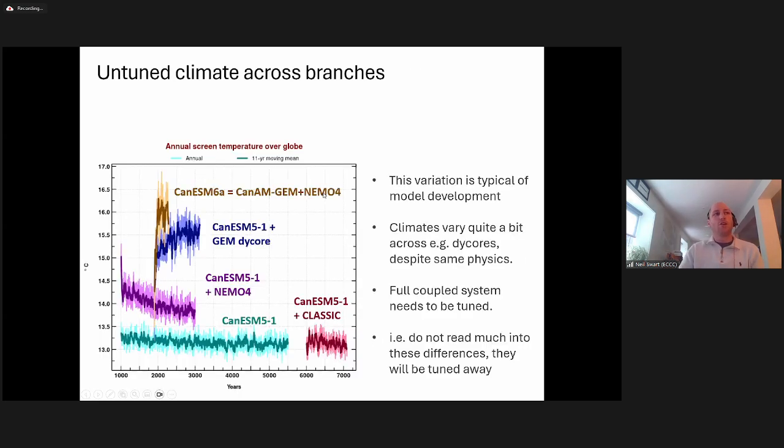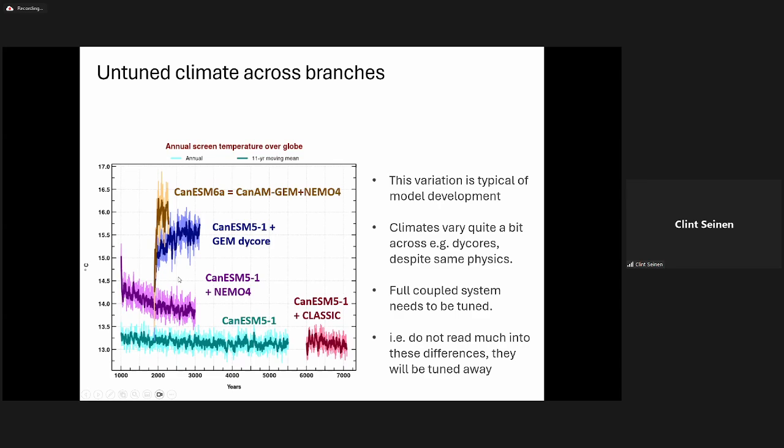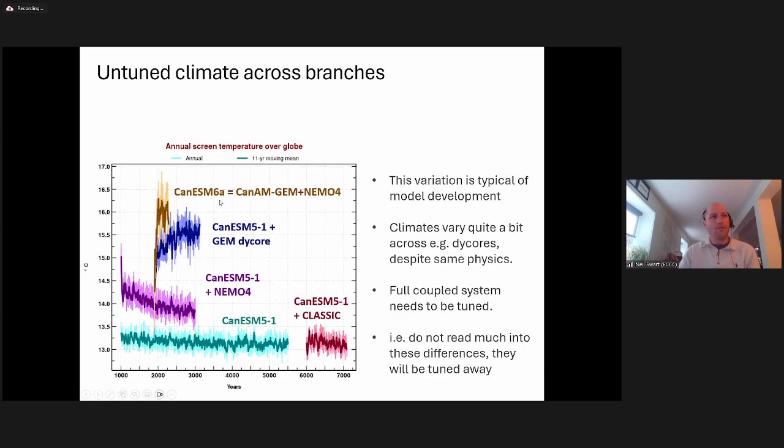So here's an example of PI control simulations using various different of these options. So you can see that Classic, in this case, doesn't change the climate much. NEMO 4 warms it up a bit. GEM warms it up quite a lot. And when you combine these things together, it's even warmer still. So we can tell in this example, okay, a lot of that warming is coming from GEM.